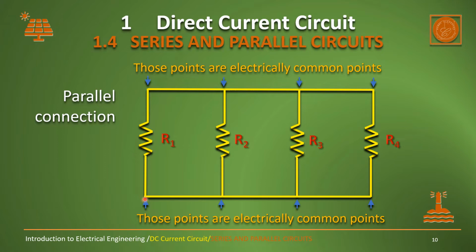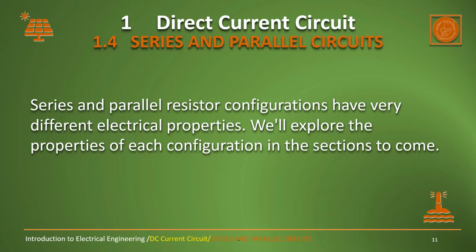If you connect many resistors, all the points are at the same voltage level. This point with this point, and all the points connected together, the voltage level is the same. This connection we call the parallel connection, because this resistor is parallel with this one, and so on. Series and parallel resistor configurations have very different electrical properties. We will explore the properties of each configuration in the sections to come.